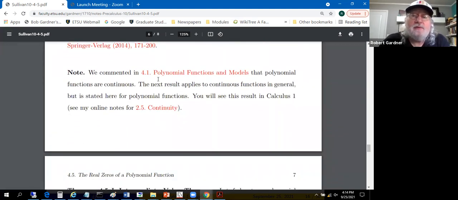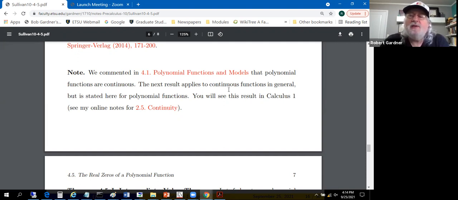We commented in section 4.1, polynomial functions and models, that polynomial functions are continuous. We didn't cleanly define continuity. You have a good intuitive feel of what it means for a function to be continuous, but we didn't formally define it. We can. It requires calculus, and it requires an idea of limits to define continuity. You'll do it in Calculus 1, about halfway through Calculus 1.